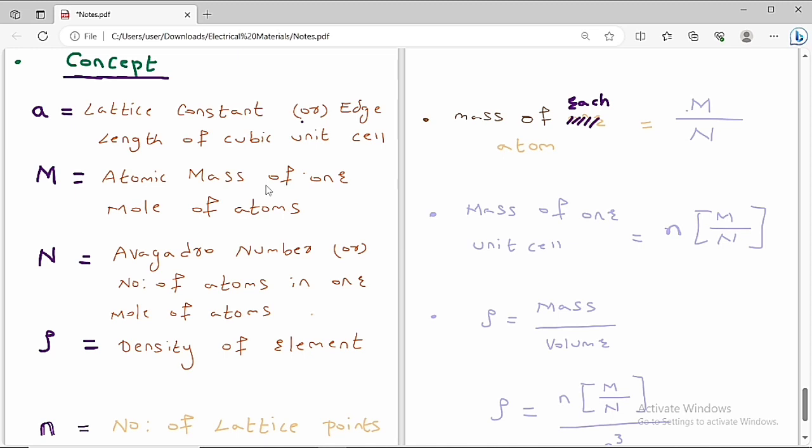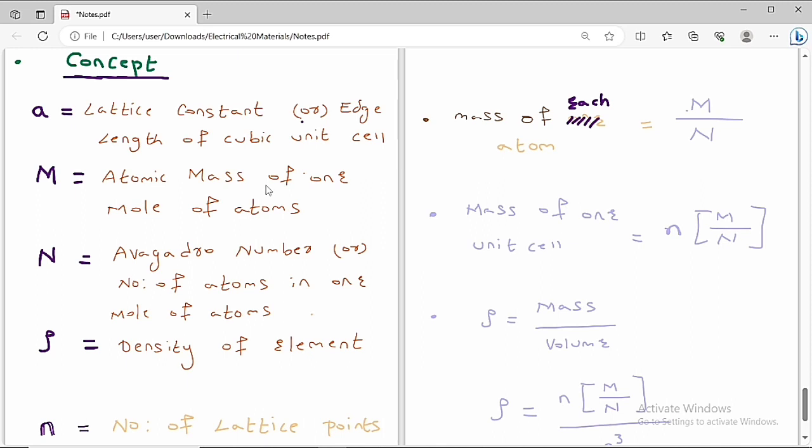See, in the case of a unit cell, we have small n lattice points. In these lattice points we can place atoms in order to get the crystal. So we have small n number of atoms, and each atom has a mass of capital M by capital N. So listen carefully: in 1 unit cell we have n lattice points, so n atoms, into the mass of each atom, capital M by capital N. If you do the product, you are going to get the mass of the 1 unit cell.